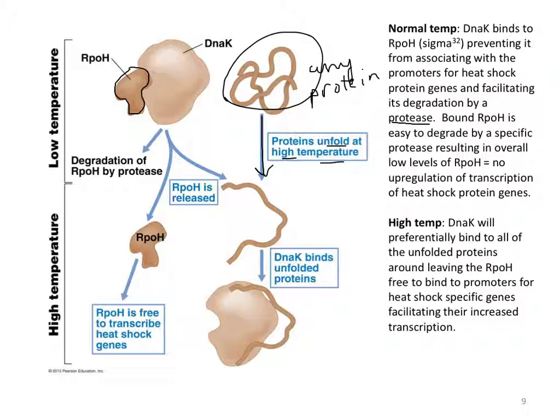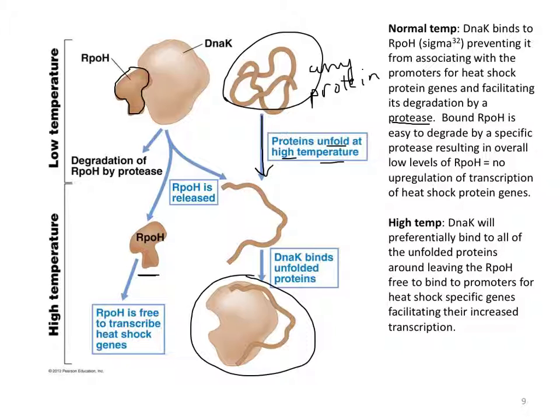And DNA-K is a little bit fickle, so it loves unfolded proteins. So DNA-K, if it's given the choice between binding with RPOH or unfolded proteins, will always choose the unfolded proteins, forming this type of complex. Okay, and that leaves RPOH free to go off and bind the promoter regions of heat shock specific genes, thereby facilitating their transcription, and once they're transcribed, they're translated, and then we have heat shock proteins in the cells, which are available to do a variety of functions that the cell requires under high stress.